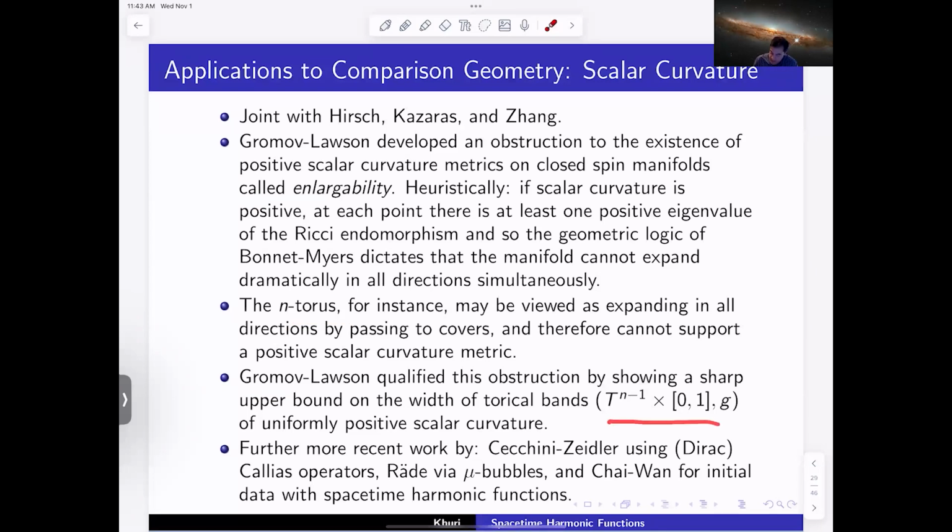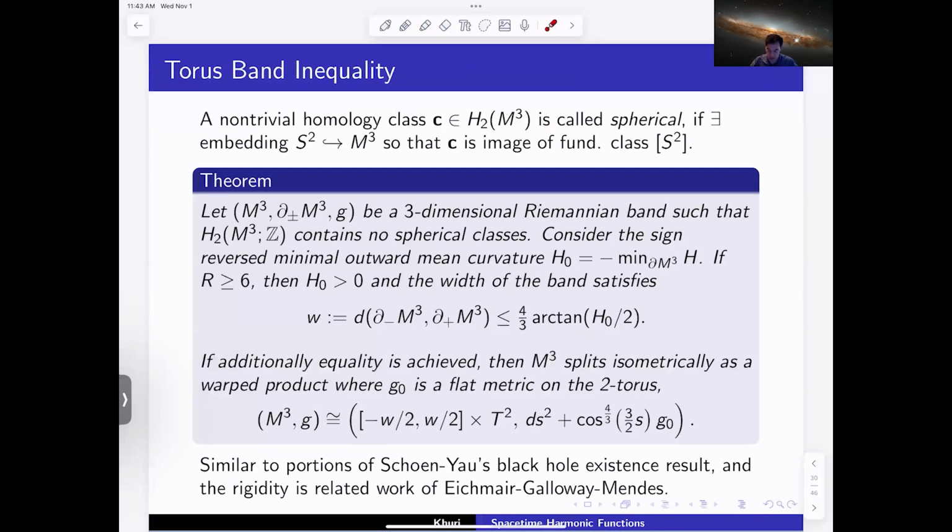These types of ideas can be exemplified with the torus band width inequality. If you have a torus band, because the cross sections can expand to covers very large in the cross directions, in the radial direction the manifold should not extend too far. There has been recent work by Cecchini and Zeidler using Dirac-Callias operators that expanded on this idea, and Gromov via mu bubbles, and Chai and Wan also using spacetime harmonic functions in this direction. So let me state a theorem that we obtained in this direction.